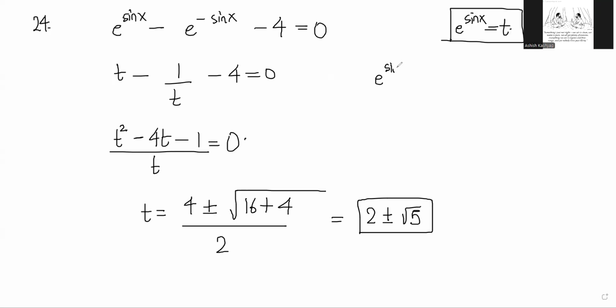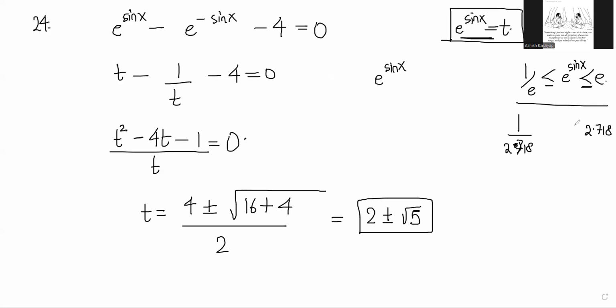Now, e power sin x, you have to think of what are the possible values of that. Since sin x is going to be between minus 1 and 1, e power sin x will always be between 1 by e and e, right? So the minimum value of e power sin x is 1 by e, which is 1 by 2.718, and the maximum value is 2.718, right? Yes, sir.